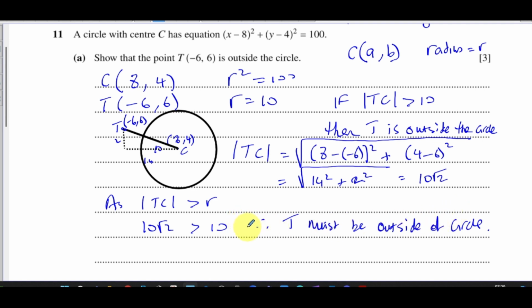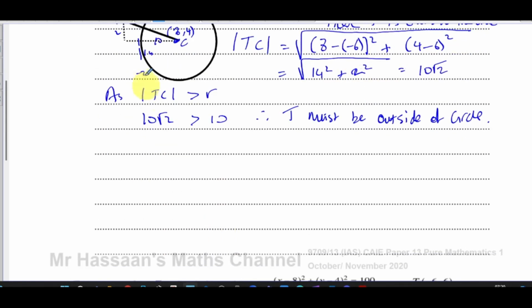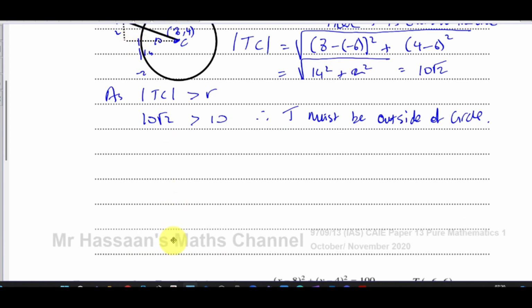We could also prove it in another way, because I know that the furthest we can go is 10 units from C to the left, horizontally. So the lowest possible x coordinate for any point inside the circle is going to be 8 minus 10, which is minus 2. You can see the x coordinate of T is minus 6. There's no way that T can be in the circle. So we could also write the proof in that way, mentioning that fact. Let's see how we could write that in a nice way.